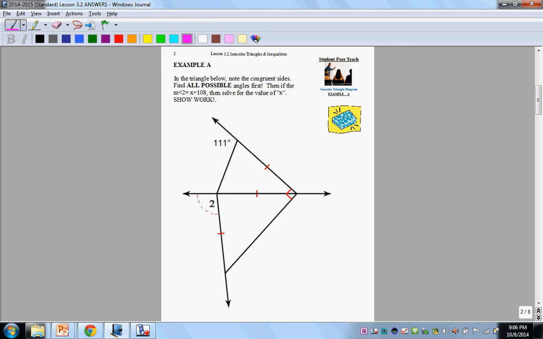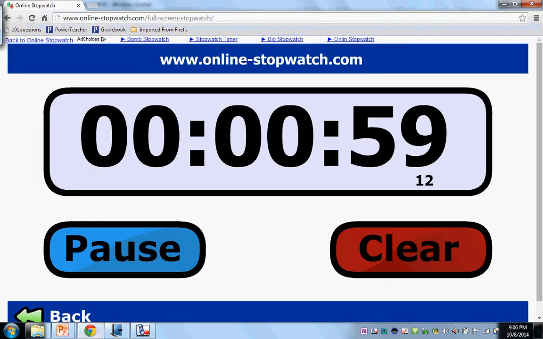You should be looking at this page. What I'd like you to do is I'm going to set the timer for 1 minute. I want you to read through the problem and do as much as you can, as fast as you can, in this 1 minute, all by yourself. Finger track and read, and do what you can in a full minute. Go.